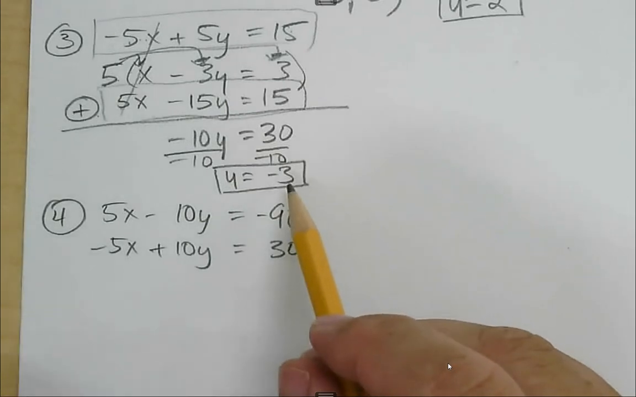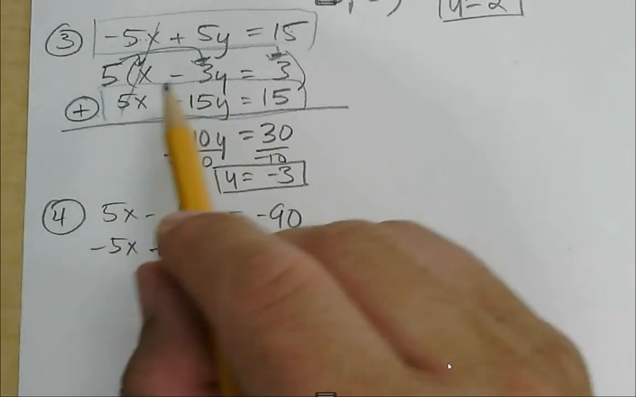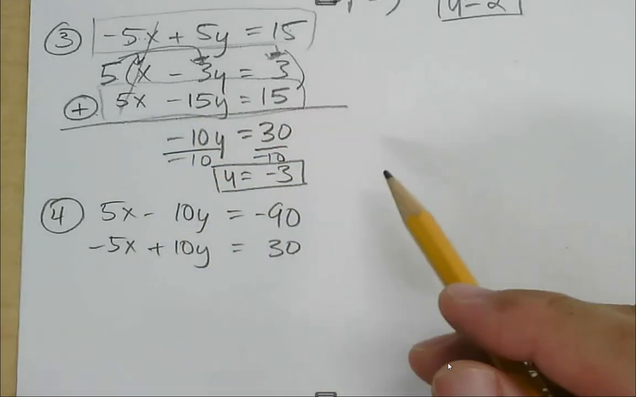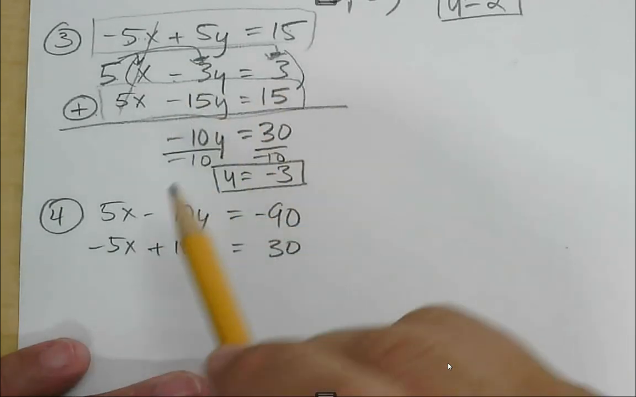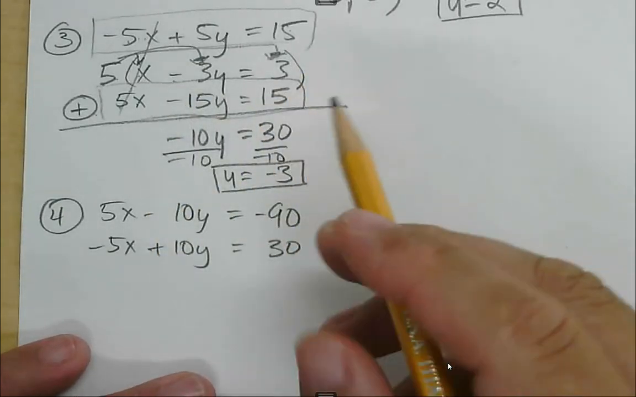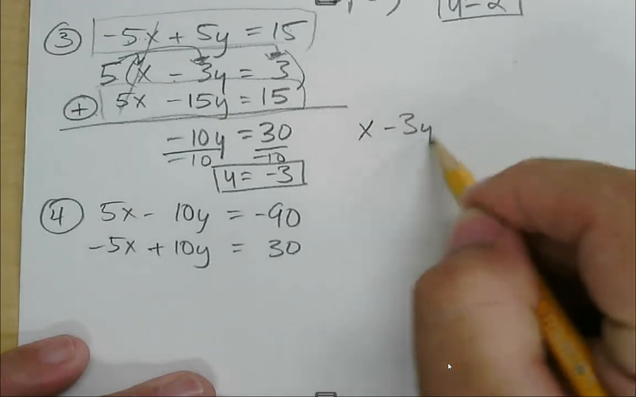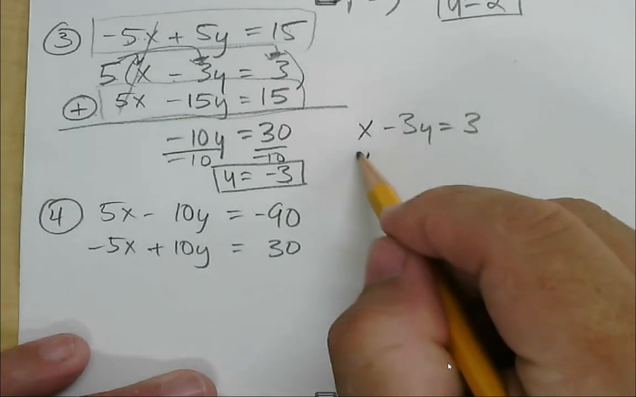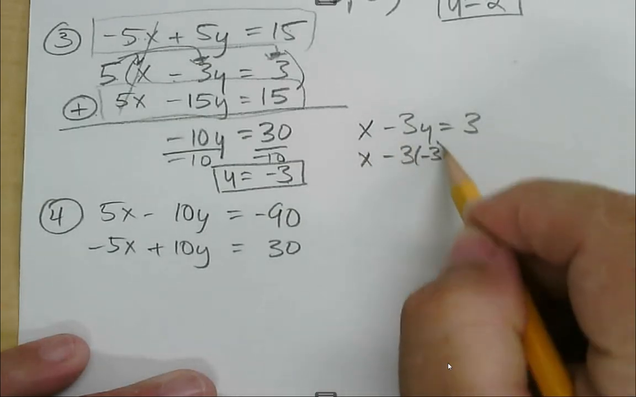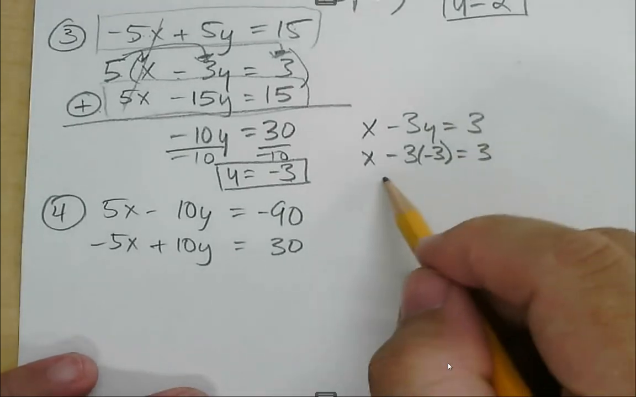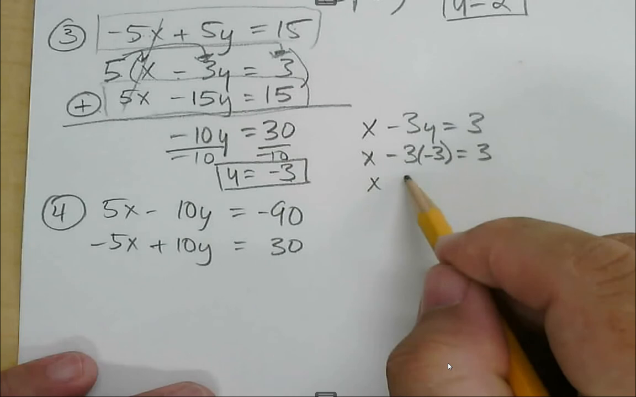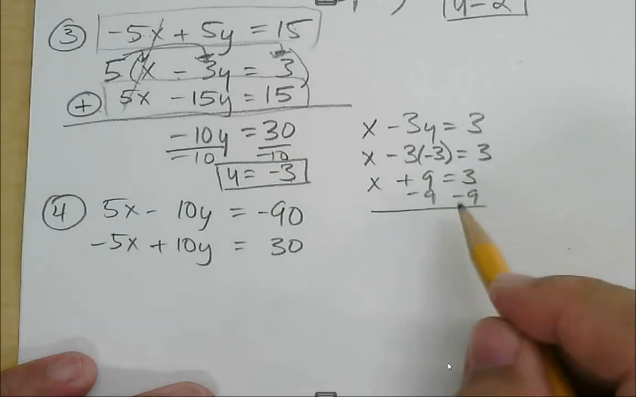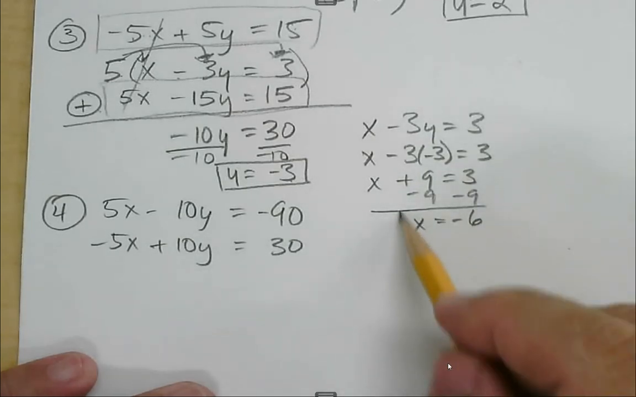Now in order to solve for x, I can literally put it back into any one of these equations that I want to. And if you think about it, which is going to be the easiest one to put it back into? Well, this one that we originally started with. Yes, we can even use the one we originally started with. So I'm going to put in x minus 3y equals 3. I'm going to put this negative 3 in right here for this y. So I get x minus 3 times negative 3 equals 3. So I'm going to get x plus 9 equals 3. And if I subtract the 9 from both sides, I'm going to end up getting x equals negative 6.